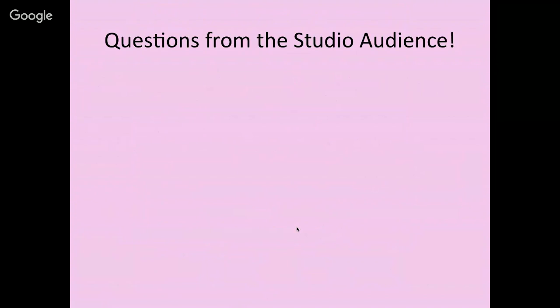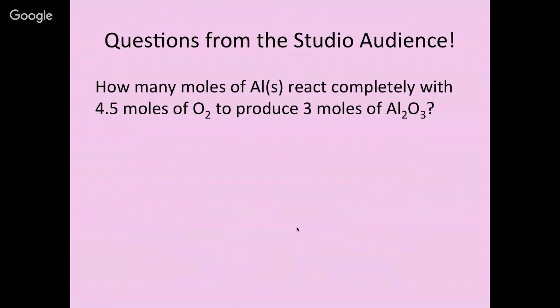So our last 2 questions came from the studio audience. They were submitted over the course of the last few weeks. So this is the first one. It says, how many moles of Al react completely with 4.5 moles of O2 to produce 3 moles of Al2O3?